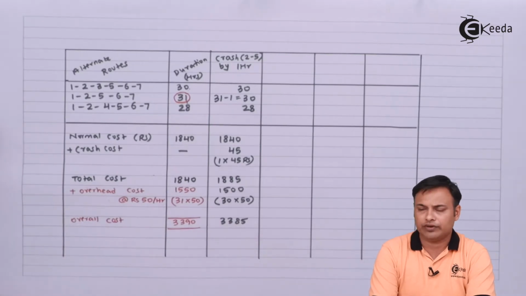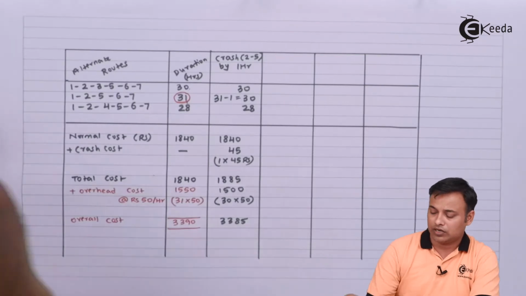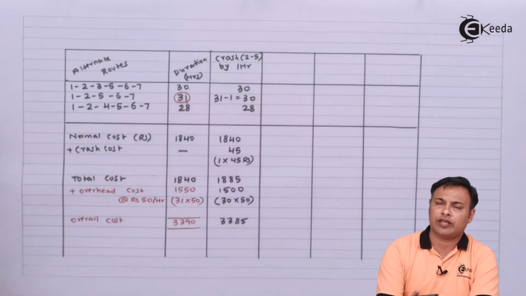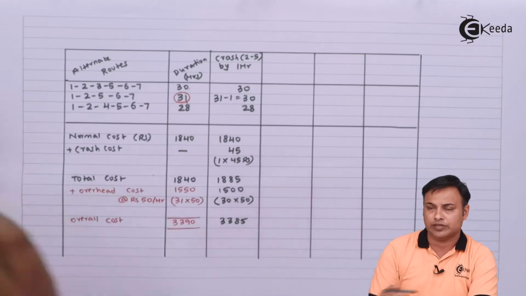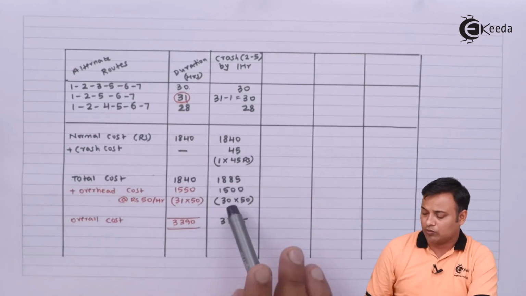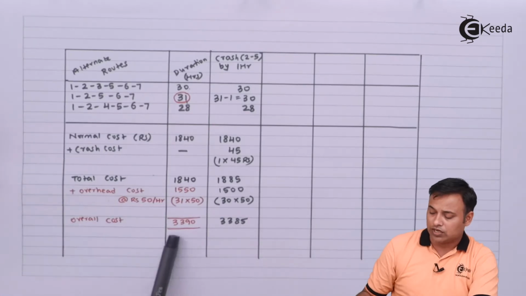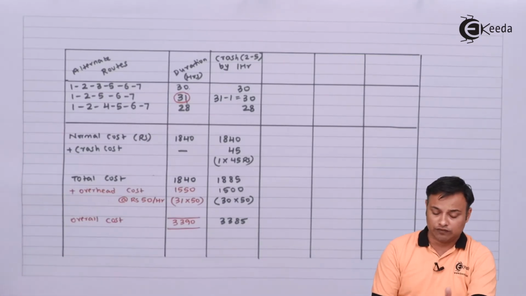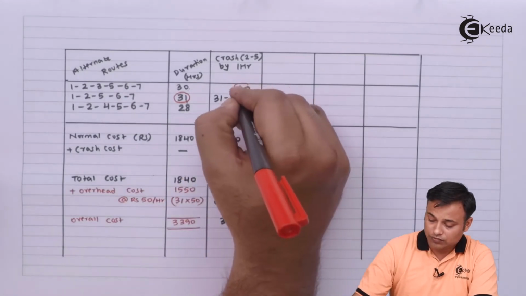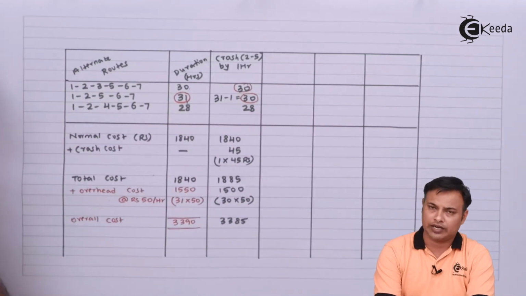So we crash activity 2 to 5 by 1 hour, because as per the crash cost slope table, it could have been crashed by 2 hours. But 31 ke baad next highest number 30 tha, to humne ek hi hour se crash kiya, aur ek hour kam karne ka hume kharcha karna pada 45 rupees. Uski wajah se hamara overhead cost thoda kam ho gaya, and my overall cost comes to 3385. If you look carefully, mera cost kam ho gaya. Now I have got two critical paths, both with a duration of 30. Yahan par bhi 30 hai, yahan par bhi 30 hai. So both my paths are critical.